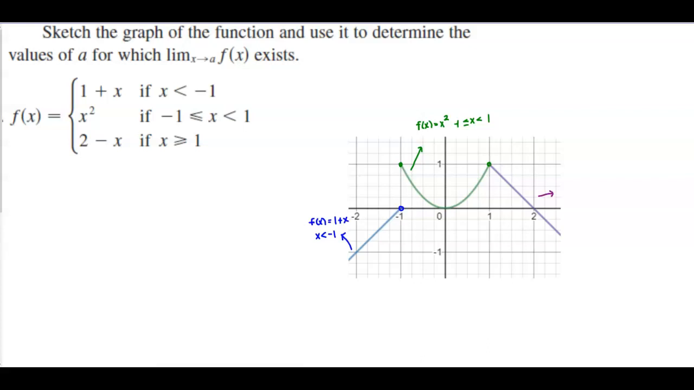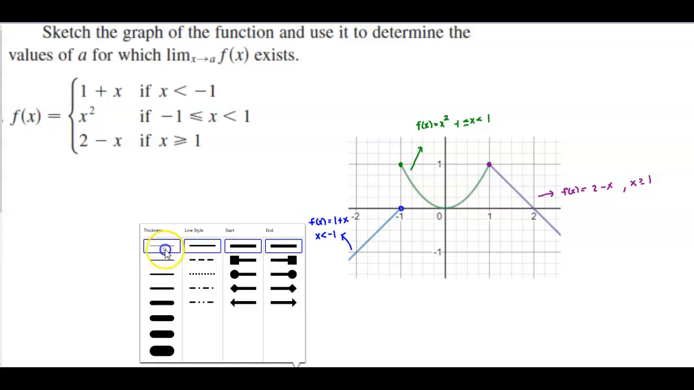And then this function here represents f of x, which is equal to 2 minus x, and that's if x is greater than or equal to 1. So therefore, this is a closed circle now going in that direction. So we need to describe what's happening here. Well, let's take a look.